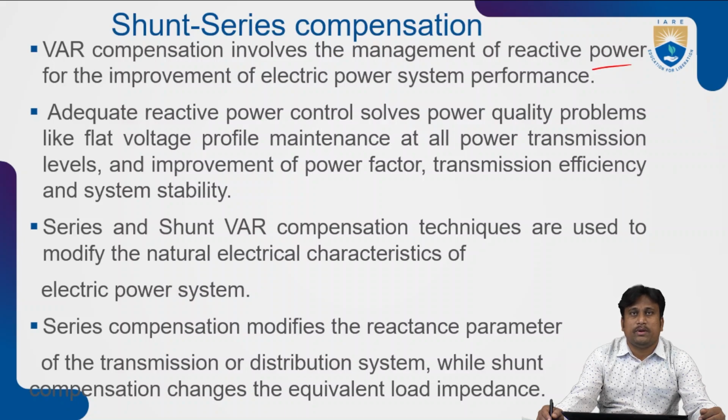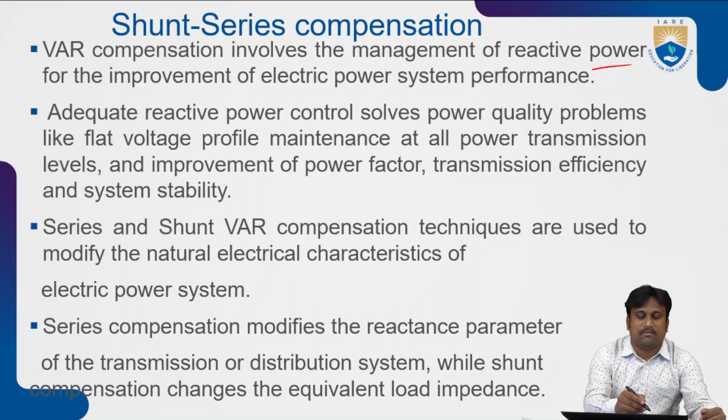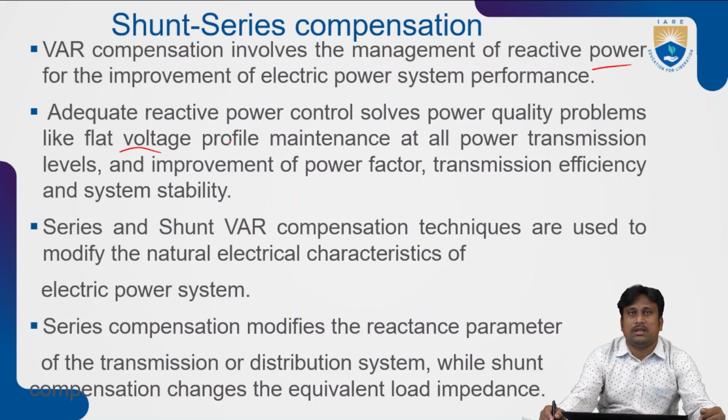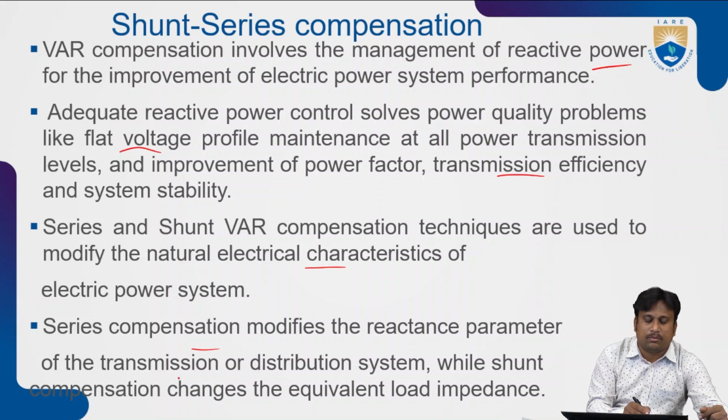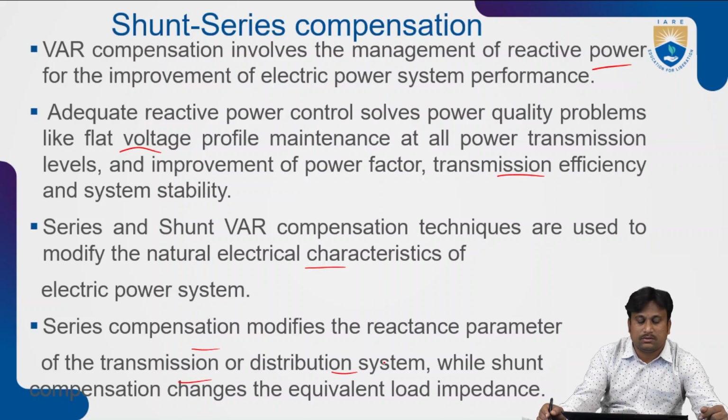Reactive power control solves power quality problems like flat voltage profile maintenance at all the power transmission levels, and it also improves the power factor, transmission efficiency and system stability. Series and shunt compensation techniques modify the natural electrical characteristics of the whole power system network. Series compensation modifies the reactance parameter of the transmission or distribution network, while shunt compensation changes the equivalent load impedance characteristics.